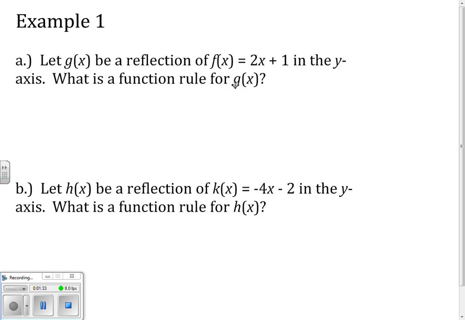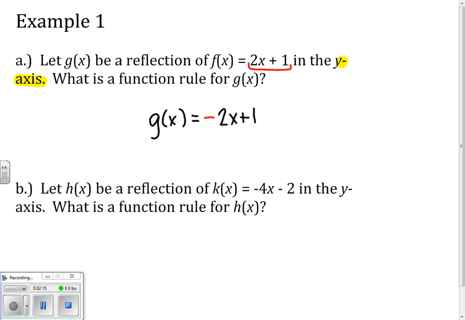So example 1, let g of x be a reflection of f of x equals 2x plus 1 in the y-axis. What is a function rule for g of x? They want us to write a function rule for g of x, which means when I'm done, it's going to be g of x equals. Now, we're originally starting with 2x plus 1, and we want it to be a reflection specifically in the y-axis, which means I need to negate x. Wherever the x is, that needs to be negated. So I'm just going to throw a negative right in front of the x term and not change anything else. And I'm all done.